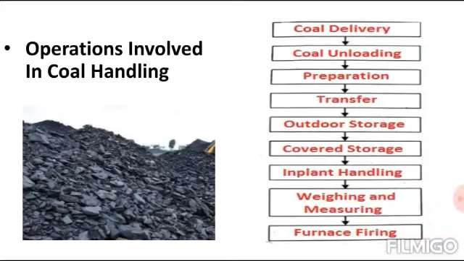Then furnace firing. In India, a large thermal power plant of about 600 megawatts handles about 7,200 tons of coal per day. So this is the amount of coal required for large capacity power plants. These are the operations involved in the coal handling system in the power plant.